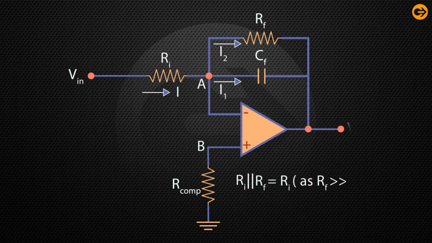These limitations of an ideal op amp integrator can be minimized in the practical integrator circuit that uses a resistance Rf in parallel with the capacitor Cf. The practical integrator circuit is displayed. The resistance Rcomp is also used to overcome the errors due to the bias current. The resistance Rf reduces the low frequency gain of the op amp.